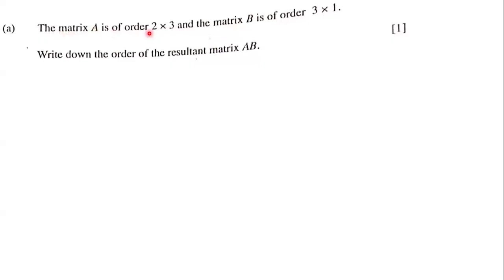Matrix A is of order 2 by 3, and the matrix B is of order 3 by 1. Write down the order of the resultant matrix AB. So our goal here is to write down the order of the resultant matrix AB. Now, what is A? A is of order 2 by 3. What is B? B is of order 3 by 1.